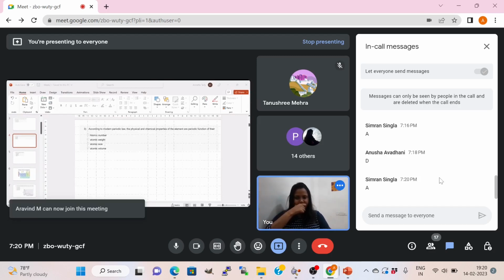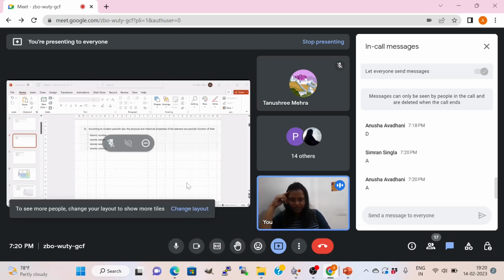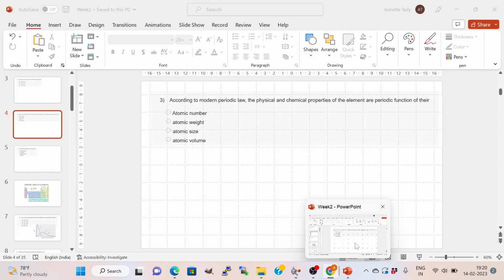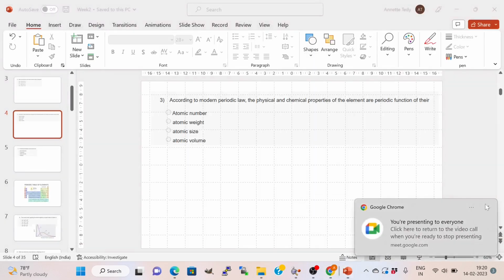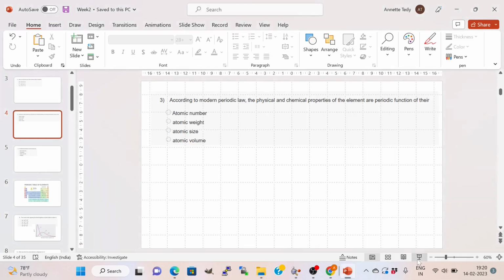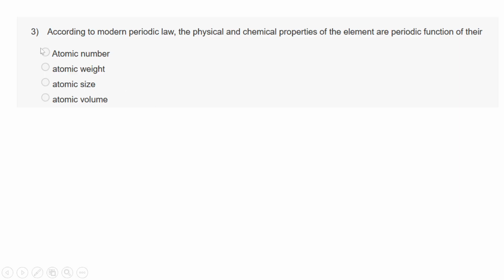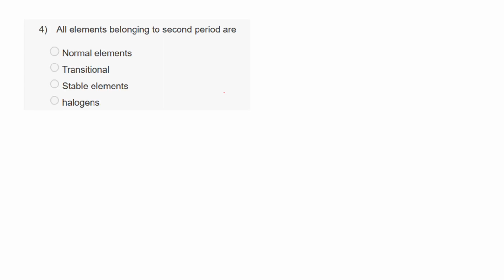This we have learned from class 8 or something, so I am sure that all of you know the answer. As you all said, it is option A, atomic number, right?